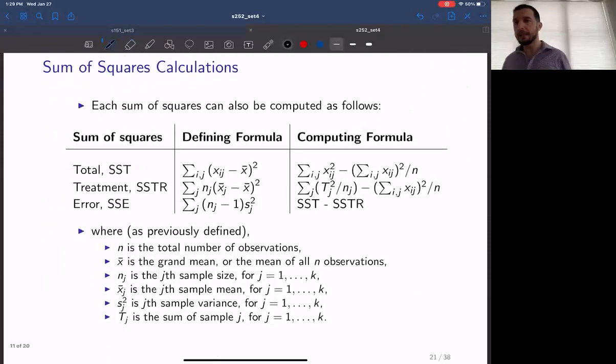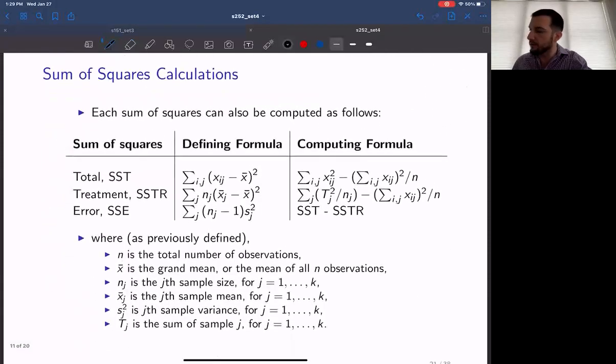All right, in a practical setting, the sums of squares can be computed using either defining formulas or computing formulas. Typically, the way that we would approach this, we would find SST and we would find SSTR. Those are usually the easiest sums of squares to compute by hand, whereas SSE is a bit more cumbersome. So we leave that for last, and then we just exploit the decomposition of the total sum of squares to find SSE.